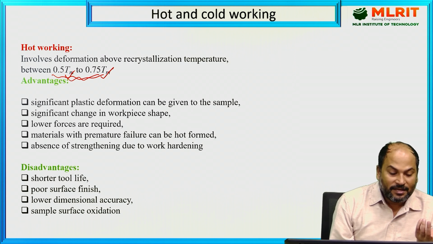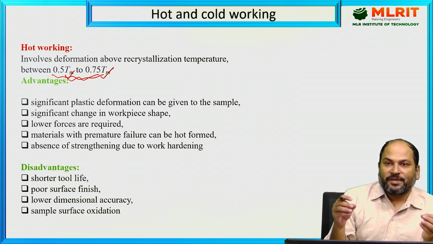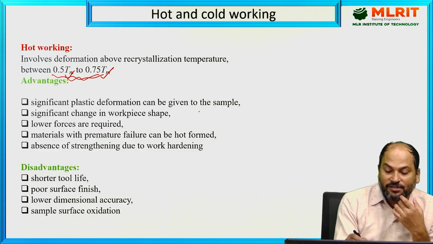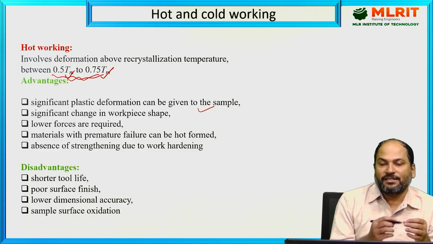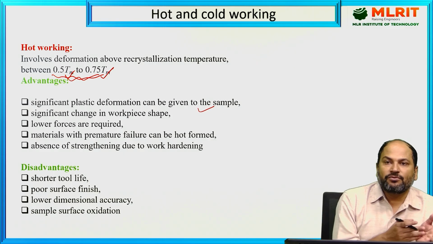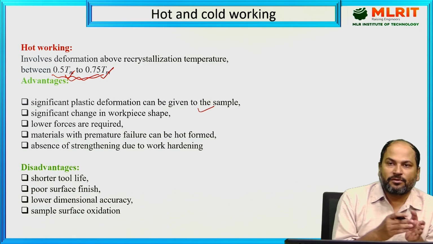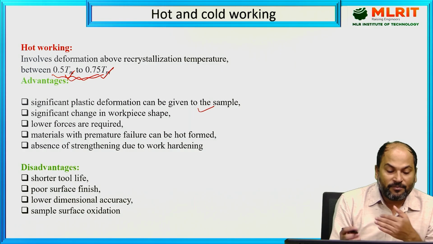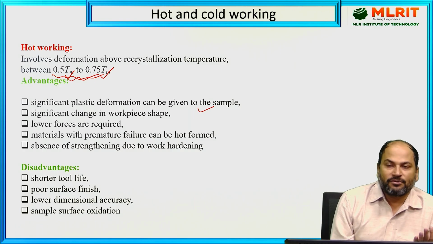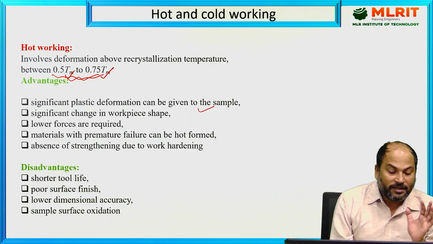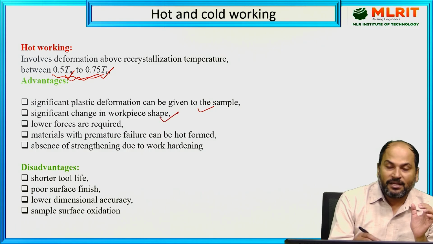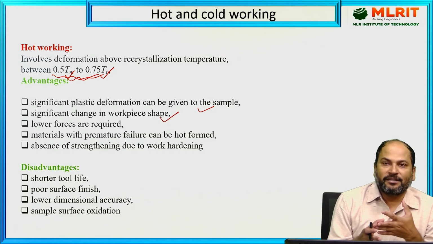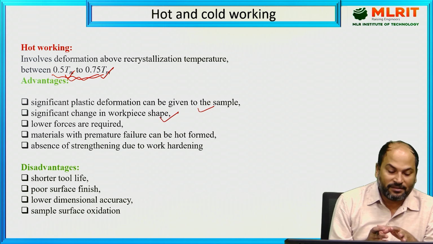As the material is at a high temperature, it will be easy to deform. So significant plastic deformation can be given to the material. Obviously, if it is at a high temperature, it will be easy to deform. So even a small amount of force or pressure will be sufficient to deform the material. So whatever plastic deformation or shape we want to give to the material, we can easily provide.